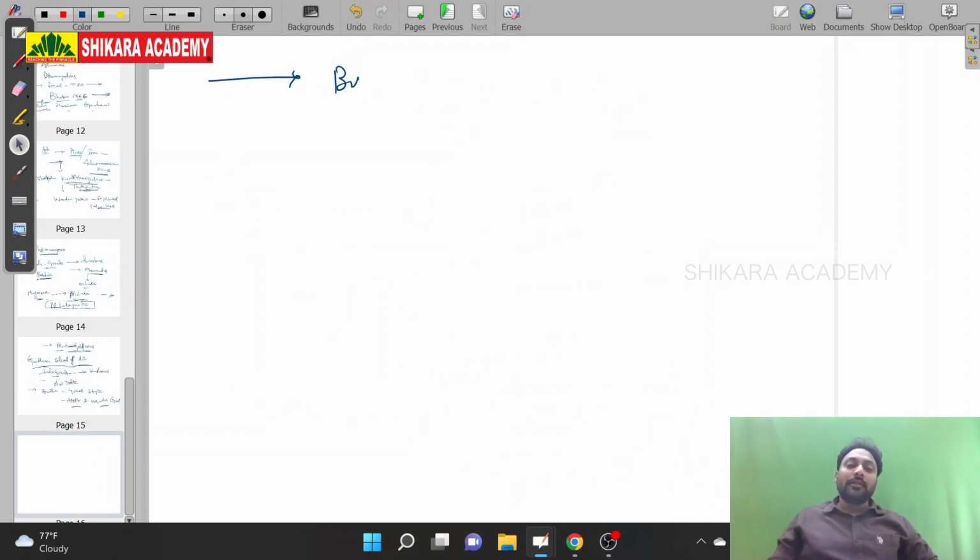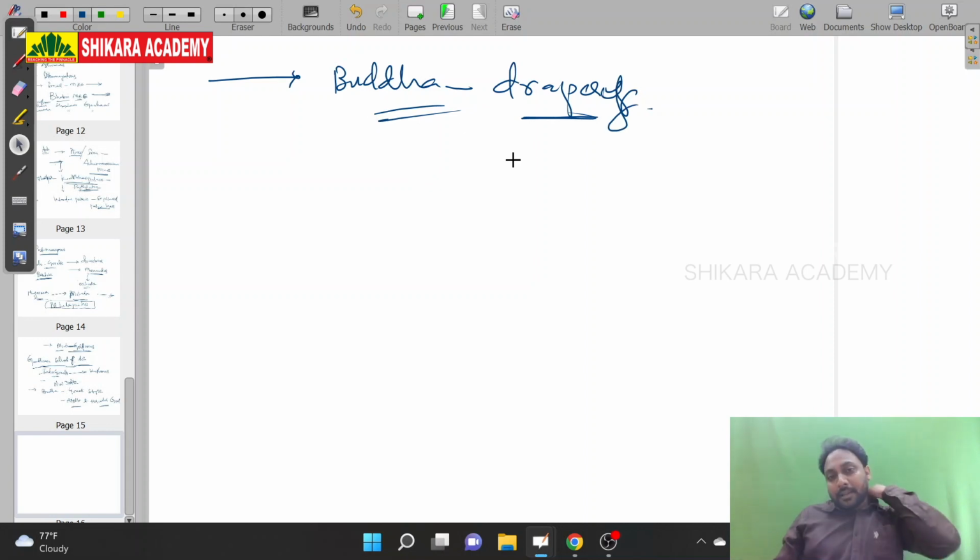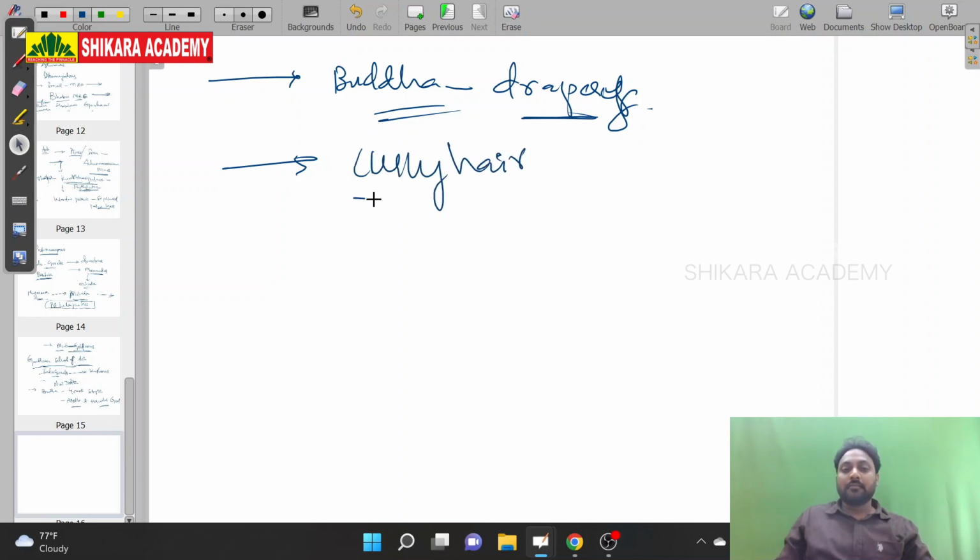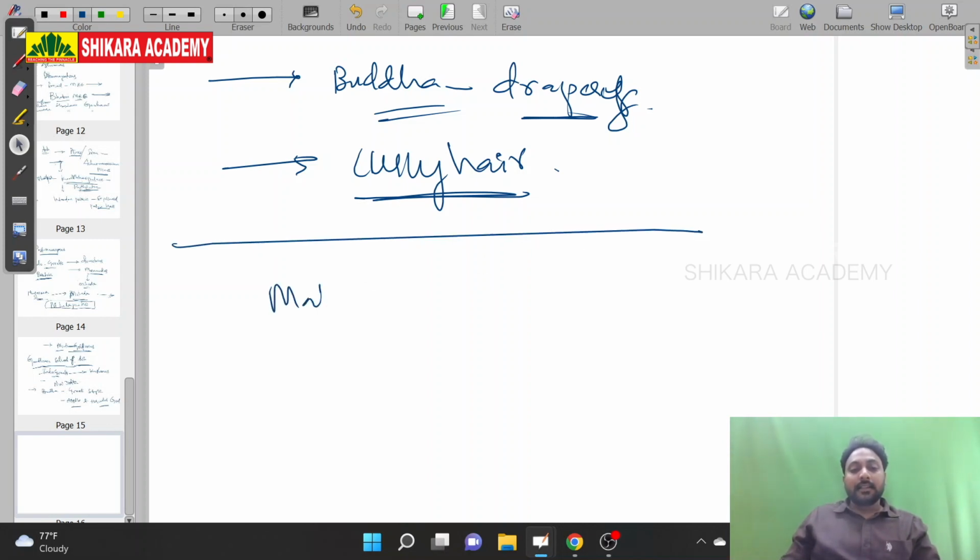And also, Buddha is shown with a drapery, shalva. Buddha has curly hair. These are the features of Gandhara. Then next, in this period, the Mathura School of Art.